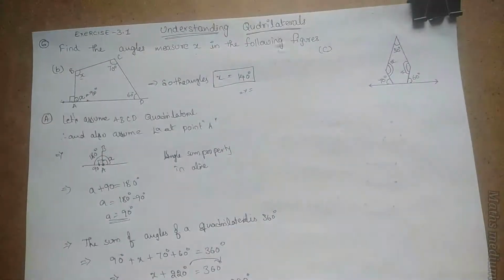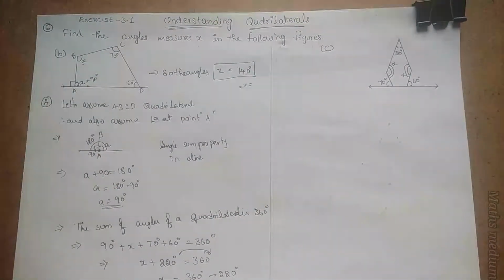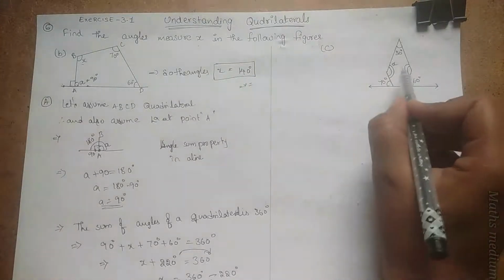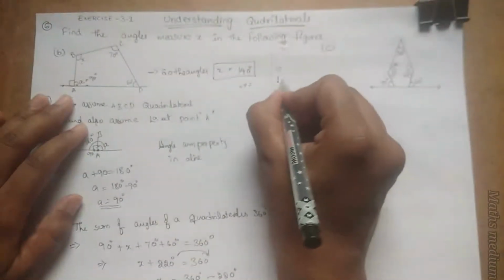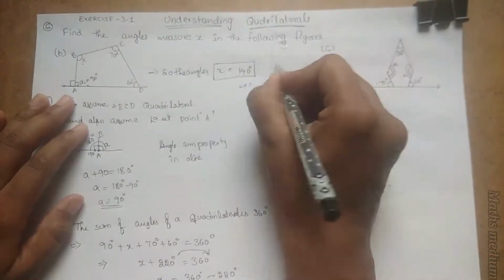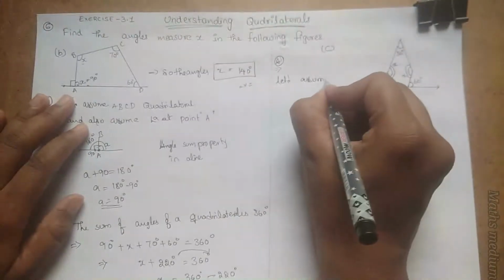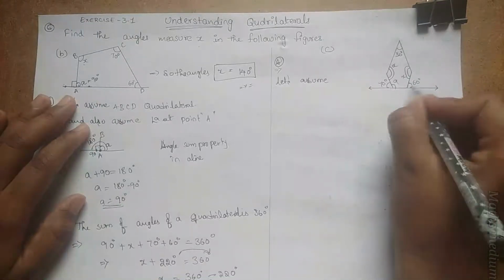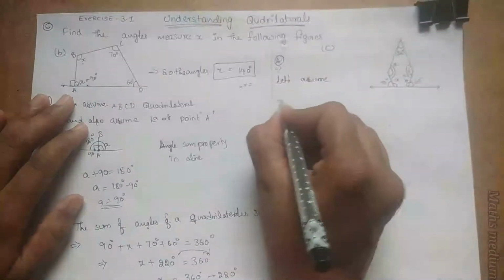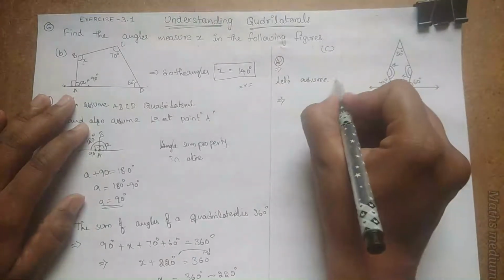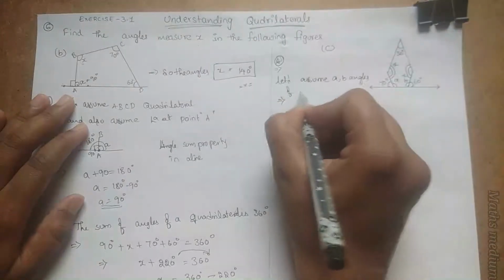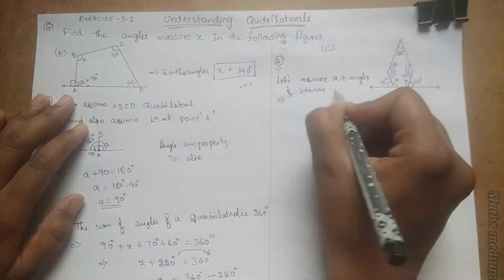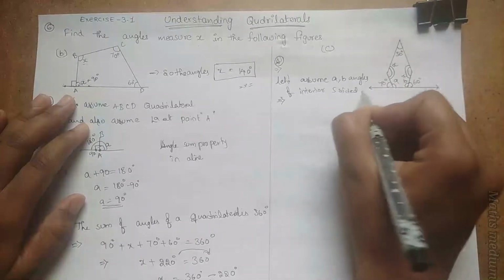Next, moving on to the next question, we have to find the x value of this. Let's assume here this is A and this is B. Let's assume A and B are angles of the interior of the 5-sided polygon.